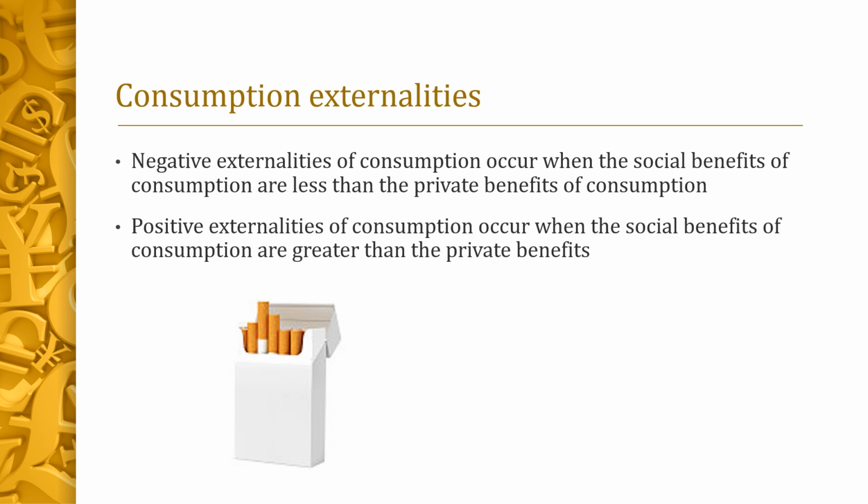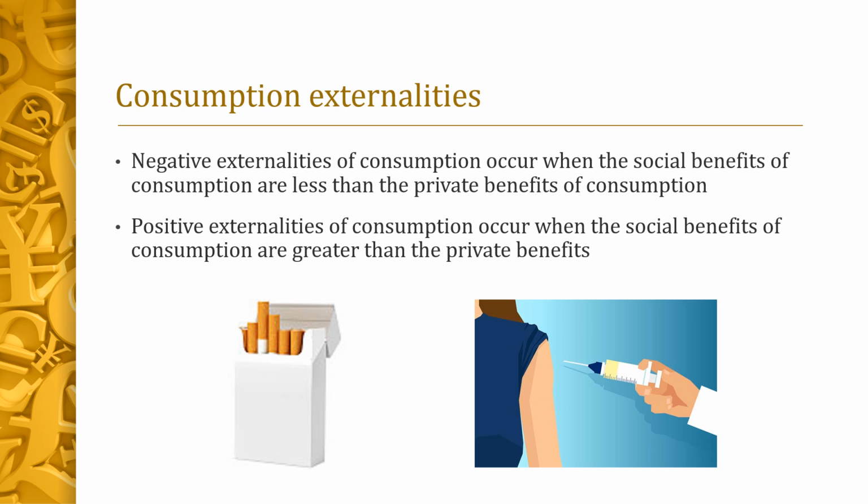Positive externalities of consumption occur when the social benefits of consumption are greater than the private benefits. When a person gets the flu jab, it helps to protect them from getting the flu. But as each new person gets the flu jab, it restricts the ability of flu to spread throughout society and therefore prevents large-scale illness from taking hold.